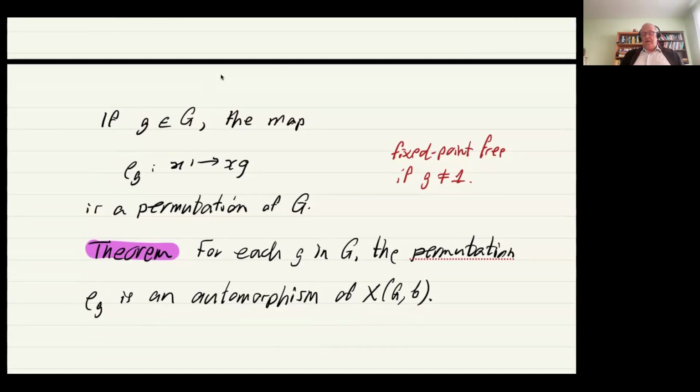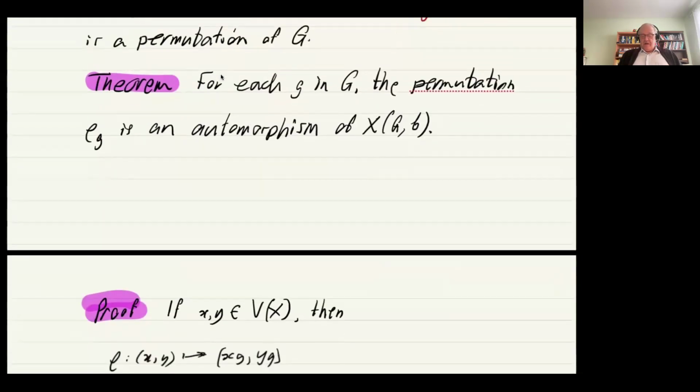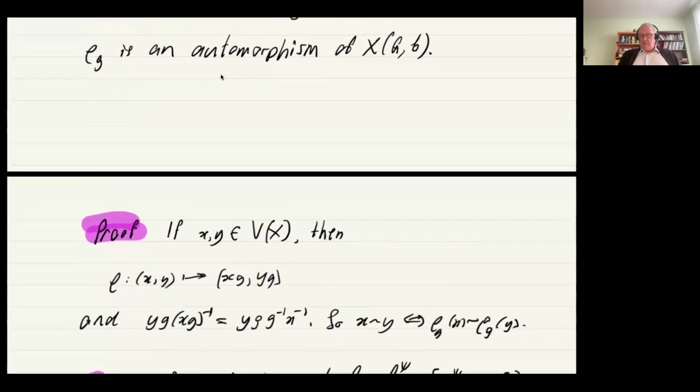Now, if you take the action on the left, you map x to gx, that's a permutation of vertices. But if your group is not abelian, that will in general not be an automorphism. Okay, so the order matters, but as stated, I've got a proof here in the notes.